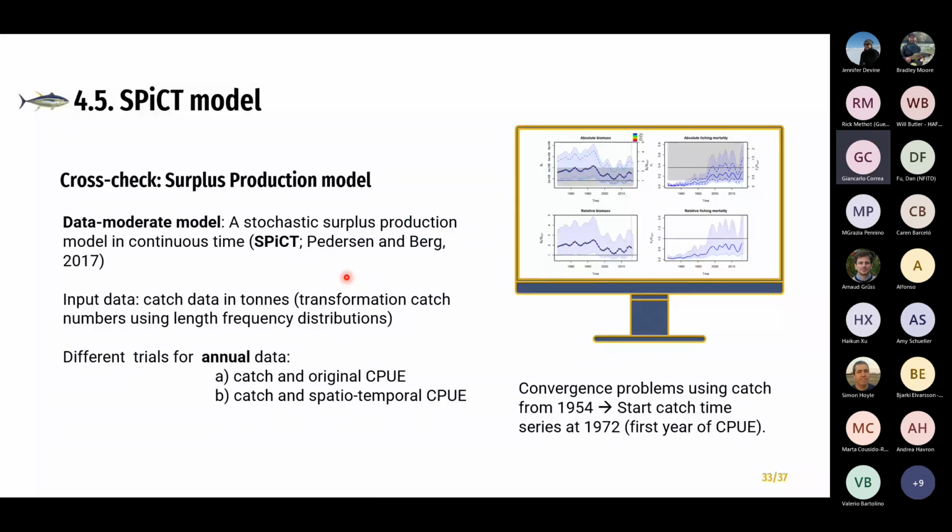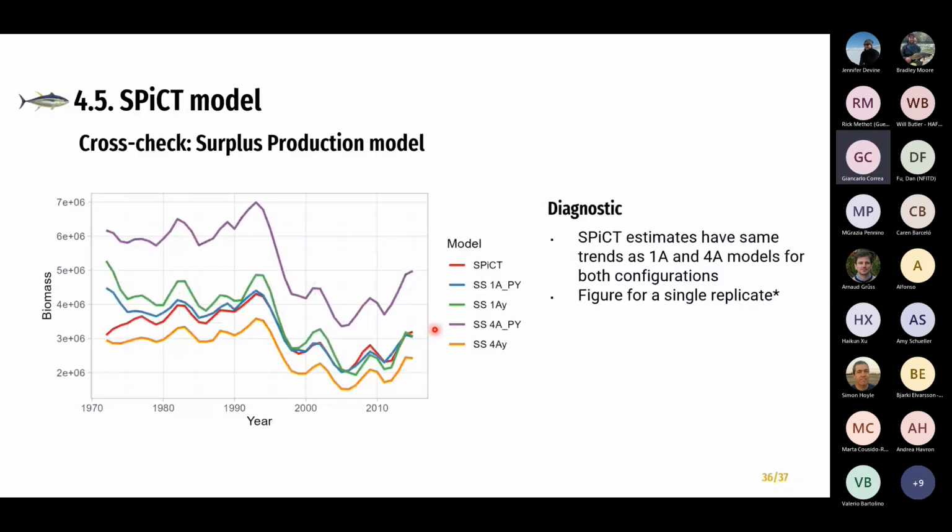Okay, then the analysis that we performed was the cross-check surplus production model. In this case, we use the SPiCT model, which is a stochastic surplus production model in continuous time. For this model, the input data is going to be catch data in tons. And we use the catch data and original CPUE as well, but also we included the spatial temporal CPUE, the standardized CPUE that we use for the configuration that we showed. And then I move to the results here.